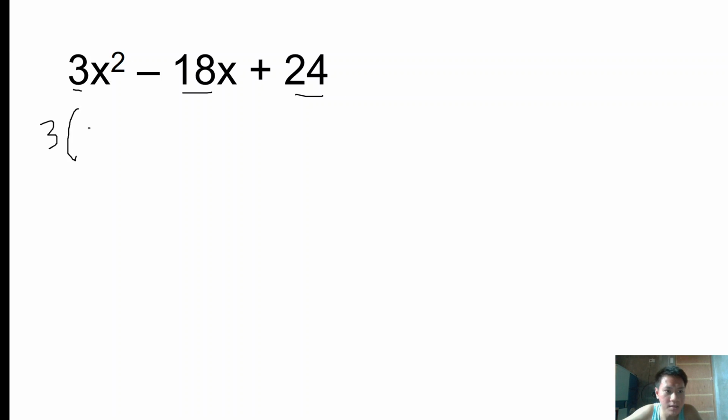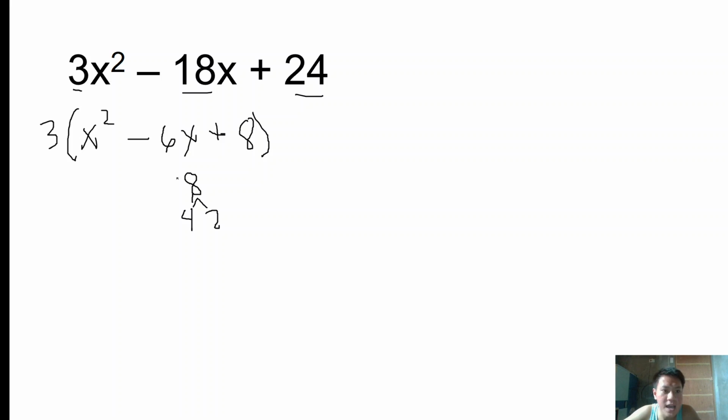3x squared divided by 3 is x squared, minus, negative 18x divided by 3 is negative 6x. Positive 24 divided by 3 is positive 8. Okay. The next is, since 1 na lang ang kanyang leading coefficient, that means we are going to get 8. And think of a number na kapag pinag-multiply natin ay 8 at kapag pinag-add natin ay negative 6. Okay. So we have 4 and 2.